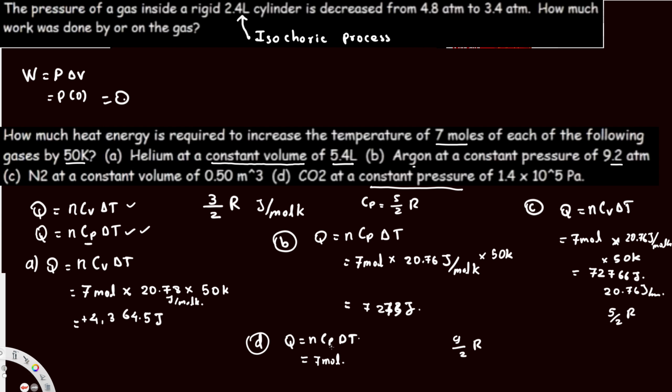And Cp for this one, you can look up in the book, you will get 36.94 joule per mole Kelvin, times the temperature difference that is provided, 50 Kelvin. If you multiply everything, you will get 12,929 joules. And that is the final answer.